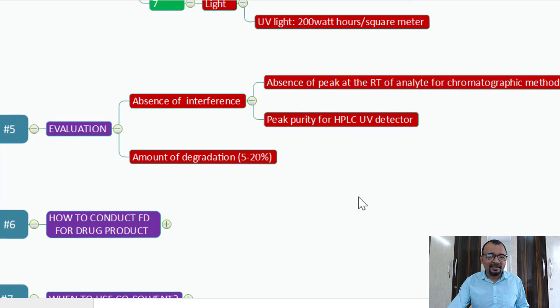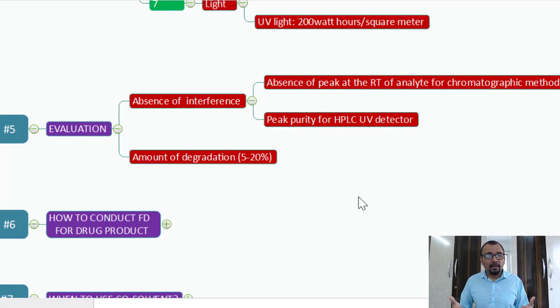As far as the absence of interference is concerned, if it is a chromatographic method, you can evaluate it with the help of the presence of a peak during the chromatographic run. So if there is no peak eluting at the retention time of your analyte peak, for example, in assay, you are conducting the assay of paracetamol.